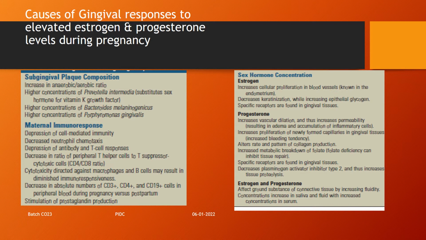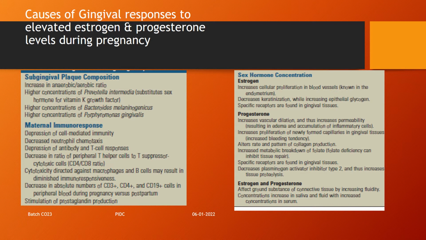Other than that, the maternal immune response could be affected. That is mainly depression of cell-mediated immunity, decreased neutrophil chemotaxis, and depression of antibody and T cell responses, and also a decrease in the ratio of peripheral T cells to T suppressor cells, and cytotoxicity directed against macrophages, and a decrease in CD3 plus, CD4 and CD19, and also stimulation of prostaglandin production. Some of these you can just remember for exam purposes.